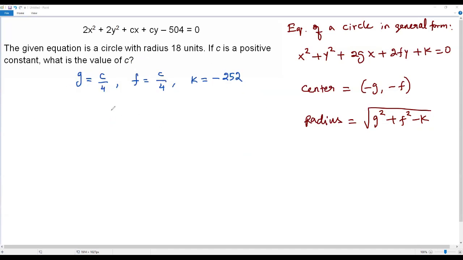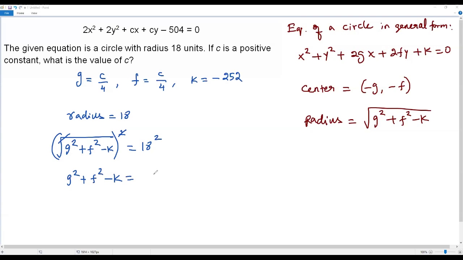In my previous working, I got g = c/4, f = c/4, k = −5/8. And we have the radius in the question: the radius equals 18 units. So for this radius, we can use the formula: the square root of g² + f² − k equals 18. Now let's get rid of this square root. For that, I have to square both sides. When I square both sides, the square root and the square on the left side will cancel. I'm getting g² + f² − k equals 18 squared, which is 324.